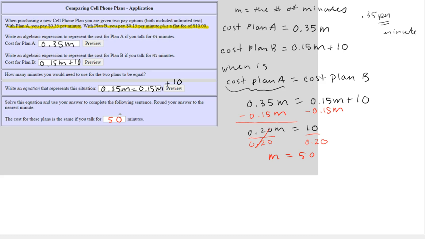So just to summarize the idea behind this, if you had bought Plan A or Plan B and talked for 50 minutes, you'd pay the exact same amount for each plan. Later on, we'll talk about other ideas. If it was 0 minutes that you talked, Plan A would cost you $0, but Plan B would cost you 10. So for less than 50 minutes, we'd still have Plan A as a better deal. And for more than 50 minutes, Plan B would start being a better deal.